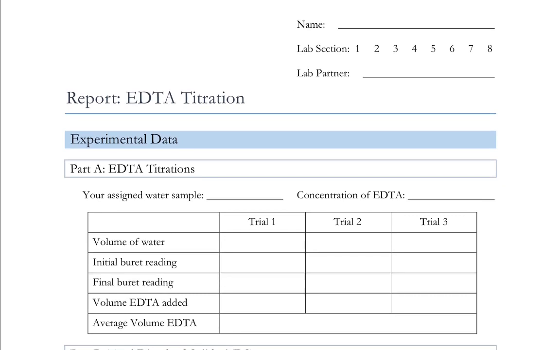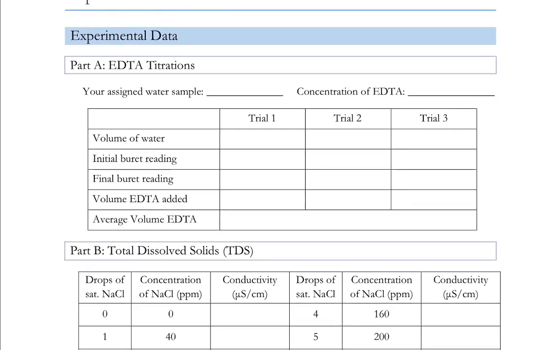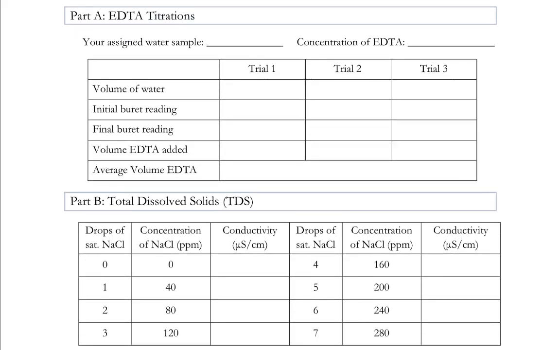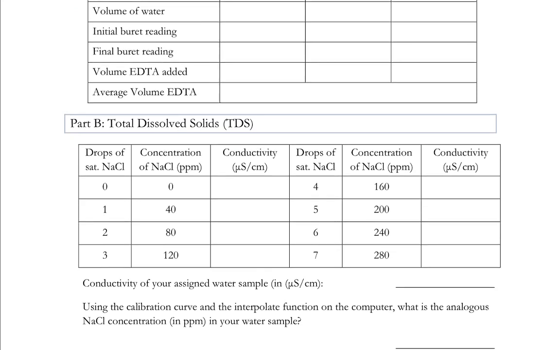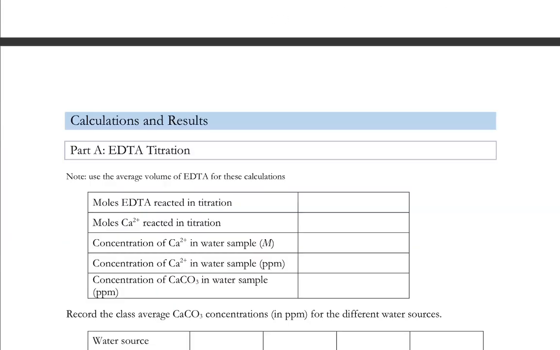I will give you the information you need to fill in this table, like the concentration of EDTA, the volume of the water sample we use, the initial burette and final burette reading, and that will then allow you to calculate the volume of EDTA added. We will only do trial 1, no trial 2, no trial 3, so the volume of the EDTA added will just be ultimately your average volume of EDTA. We're skipping part B, so ignore that part.